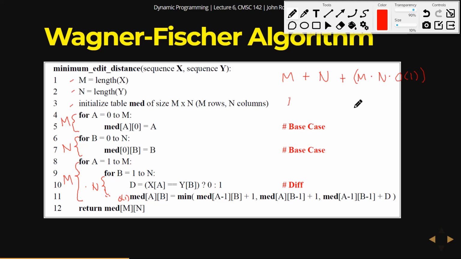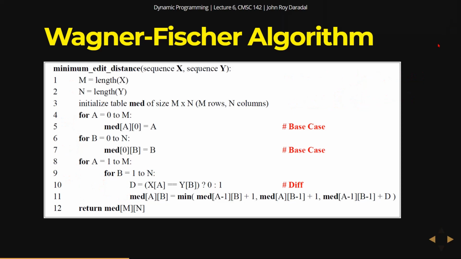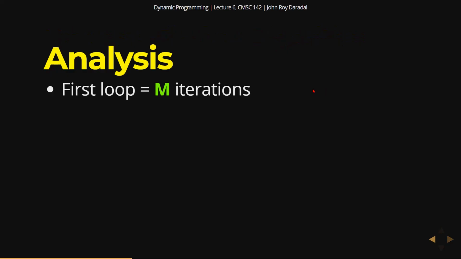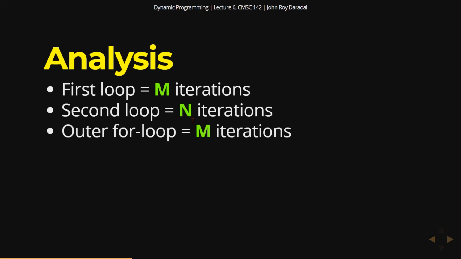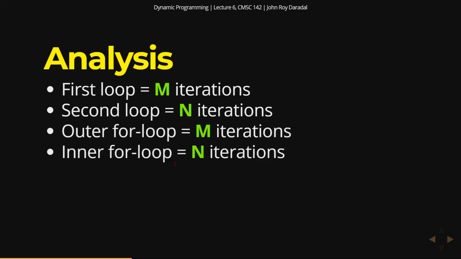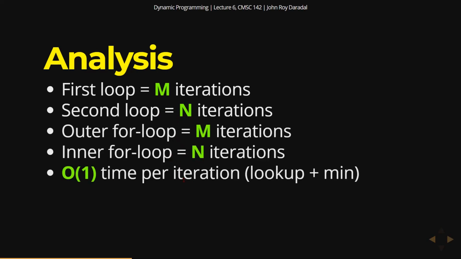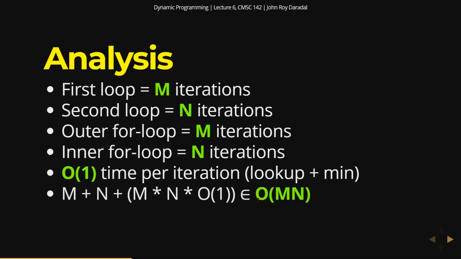So this is m plus n plus mn. If this is the equation, this is just O of mn, because mn is the biggest power here. Okay, so that is the analysis for our Wagner-Fisher algorithm for minimum edit distance. As I mentioned, the first loop has m iterations, the second loop n iterations, the outer loop m, the inner loop n, so O of 1 time per iteration. So we have O of mn in total as the running time.